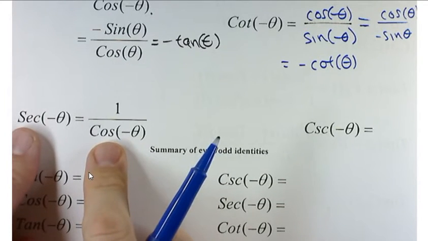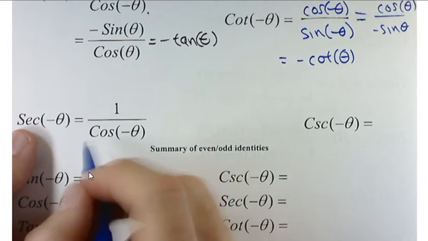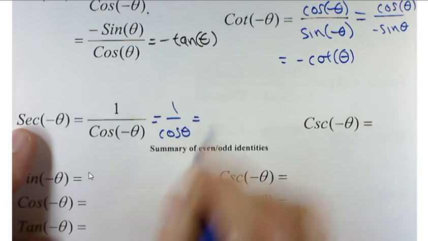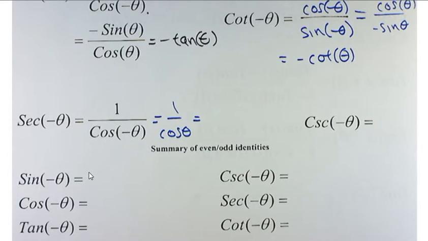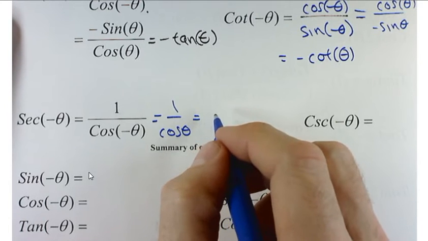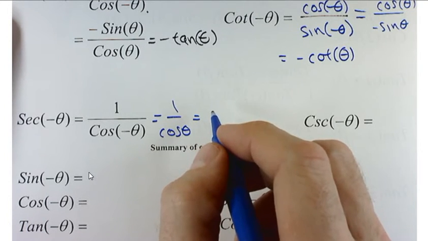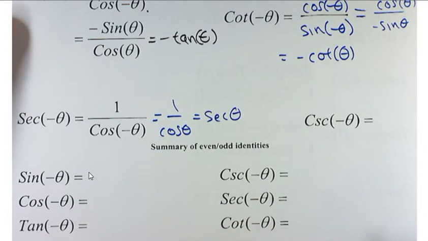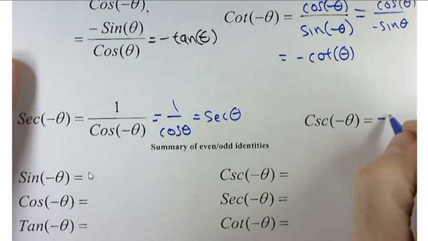We can finish this up. For secant of theta, this is going to be 1 over cosine of theta. But 1 over cosine of theta, Michael, has another name, right? What's 1 over cosine of theta? Yeah, secant of theta. Thank you. You can do likewise for cosecant of theta. Any predictions? What's cosecant of negative theta going to be? Negative cosecant of theta.